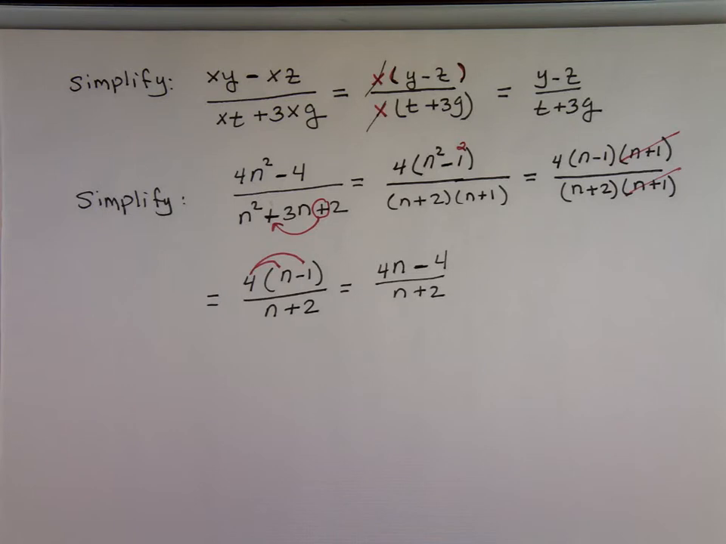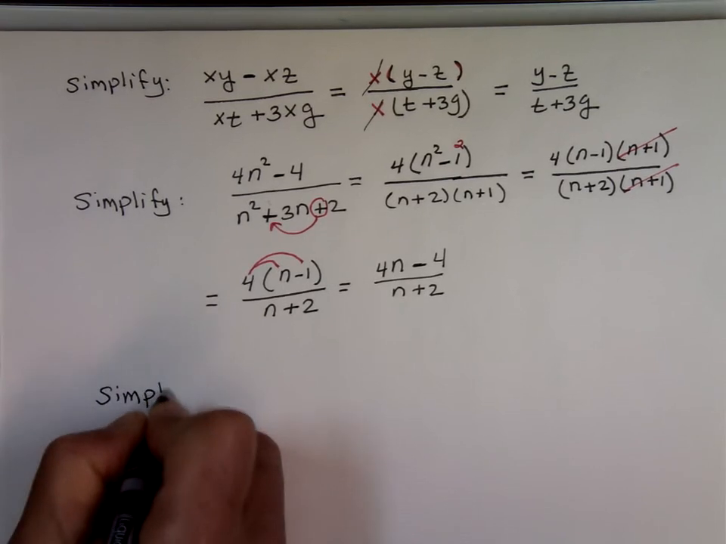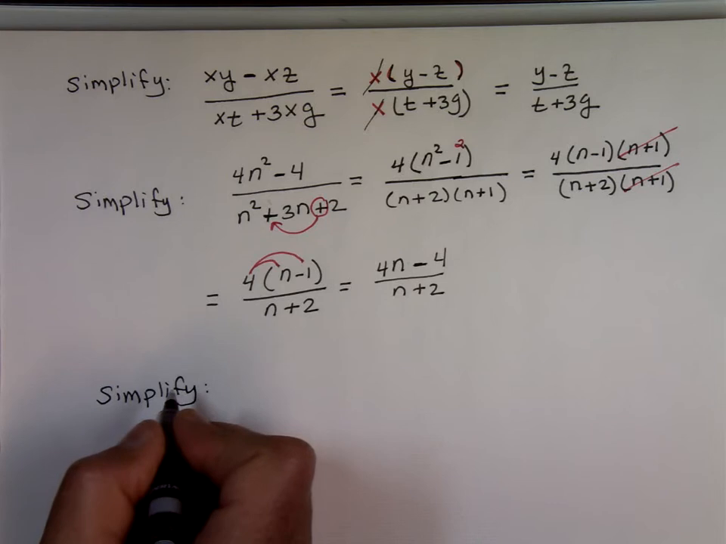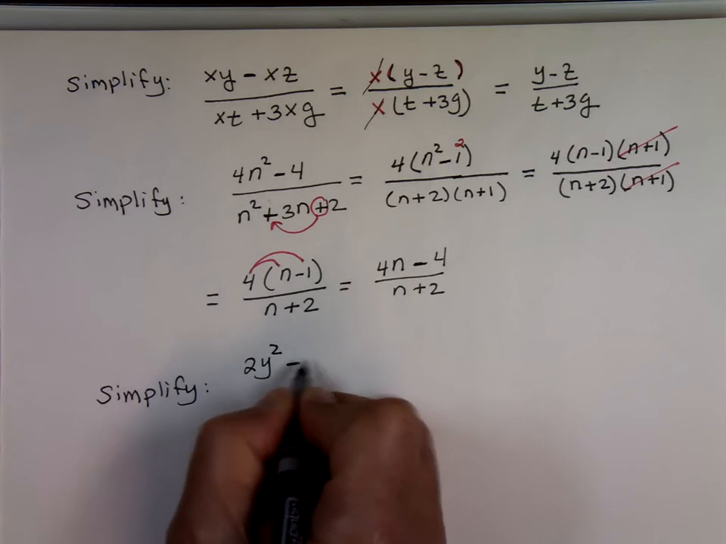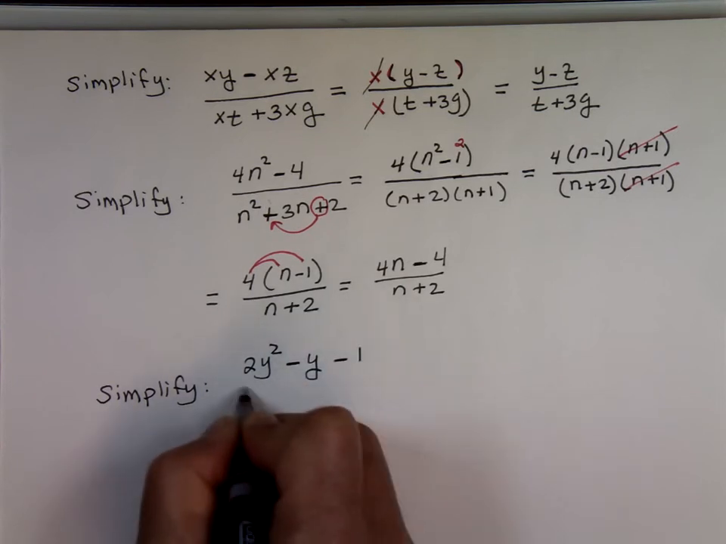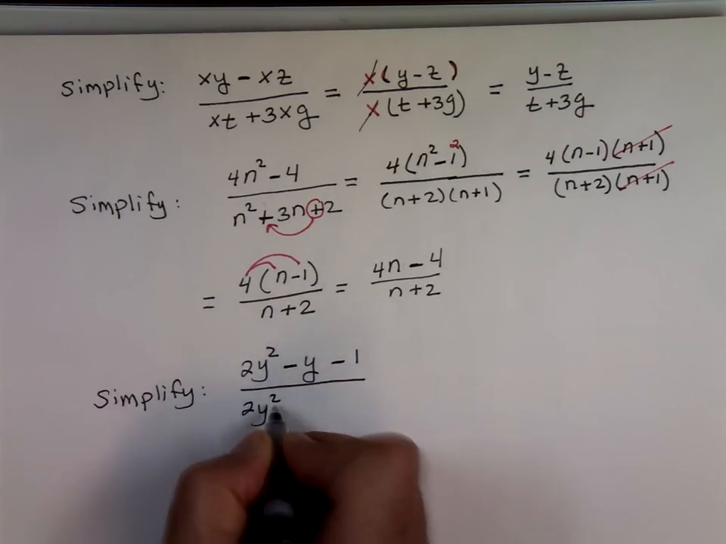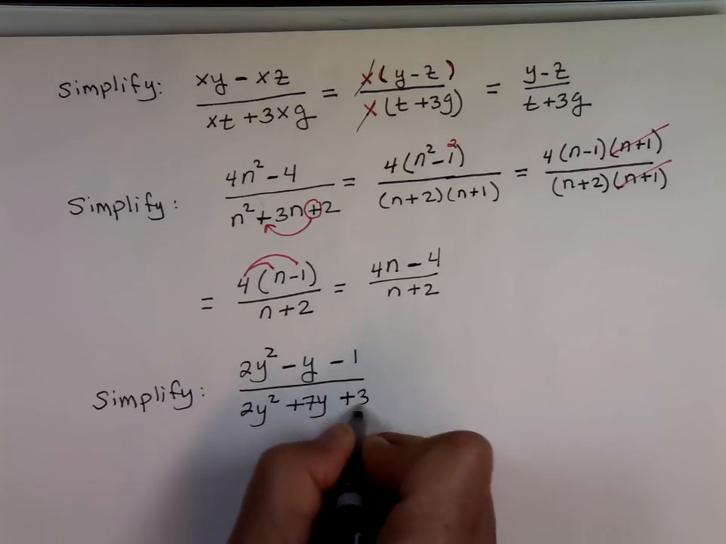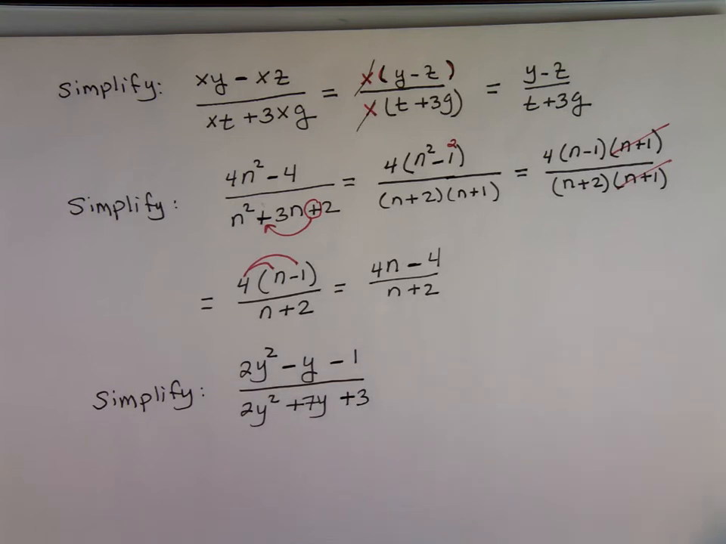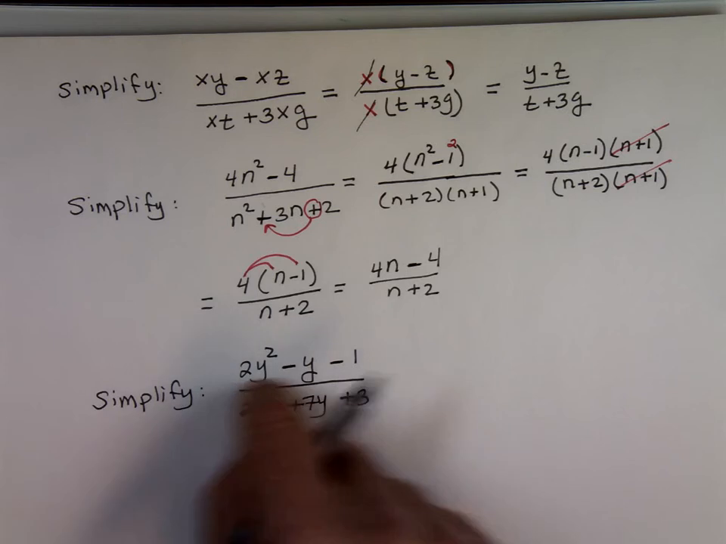Let me try another one. Simplify. Two y squared minus y minus 1 over 2y squared plus 7y plus 3. Again, I need to factor each one of them. Look for the greatest common factor. Nothing.